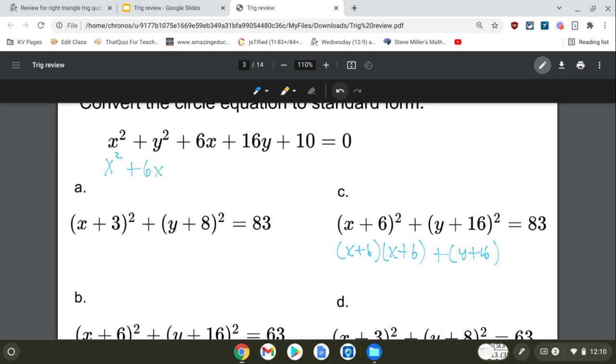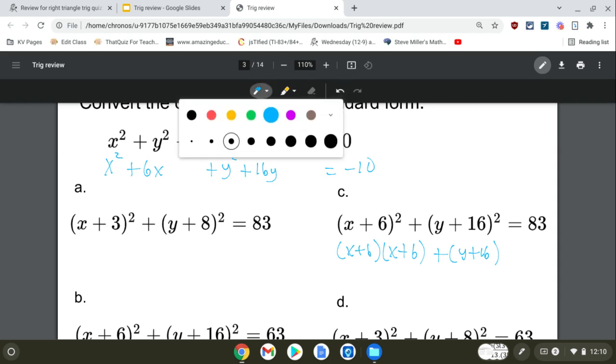First thing you do is move your x's together, kind of group those. Do the same thing for the y's. And I'm leaving this space here so I can complete the square. Move this positive 10 over to the right-hand side. That's going to be -10 when you move it over.